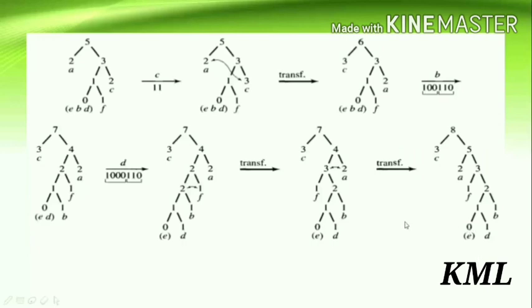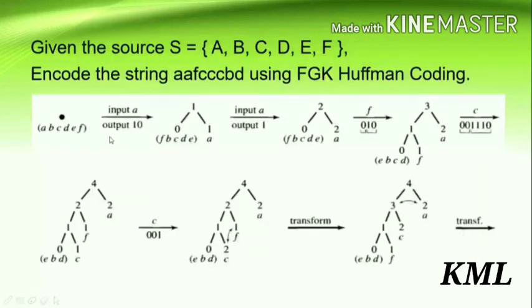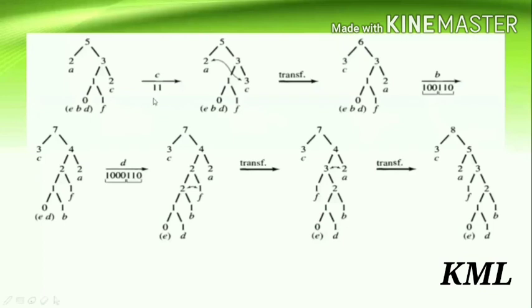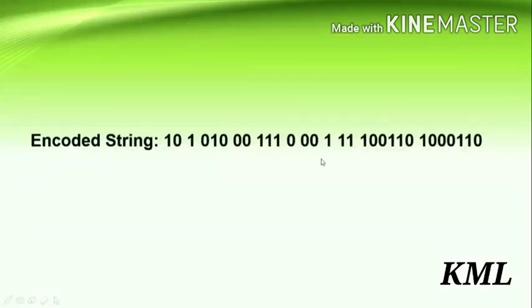So how do you write the code word output? You have to take these code words from each step. So you get a 1 0 1 0 1 0 0 0 1 1 1 0 0 0 1, then 1 1 1 0 0 1 1 0 and 1 0 0 1 1 0. Combine and concatenate these together and you get the final encoded string. This is your output of the problem. This way you have to solve the problem.